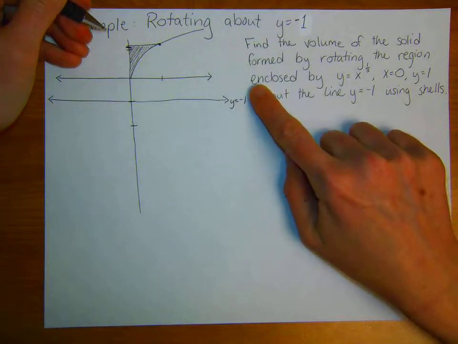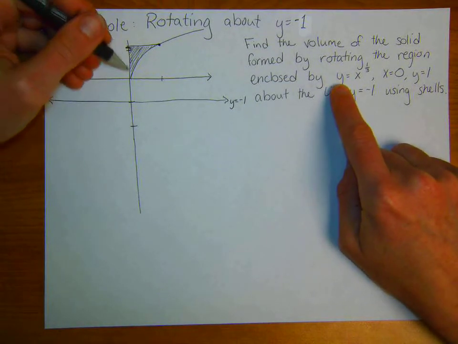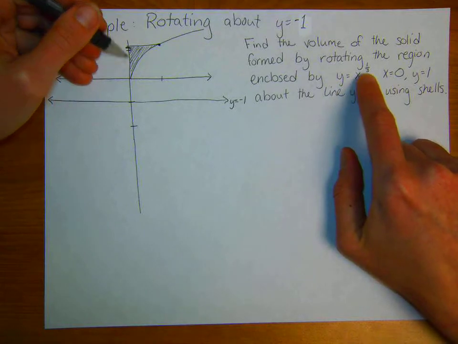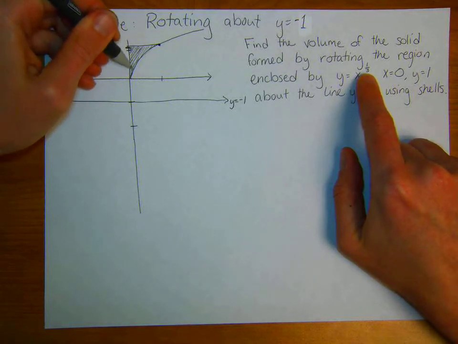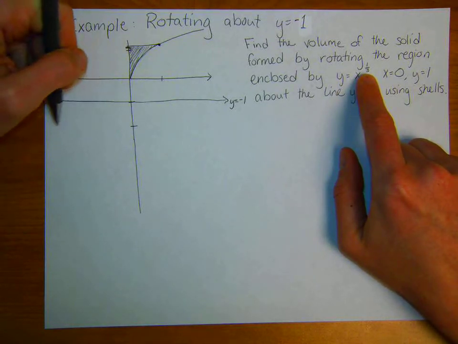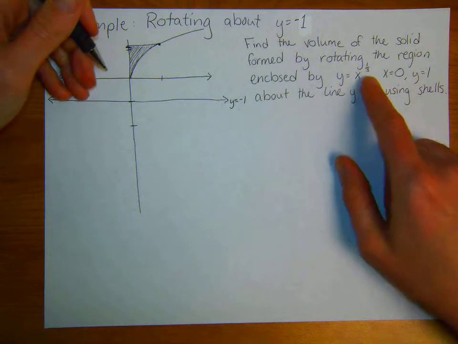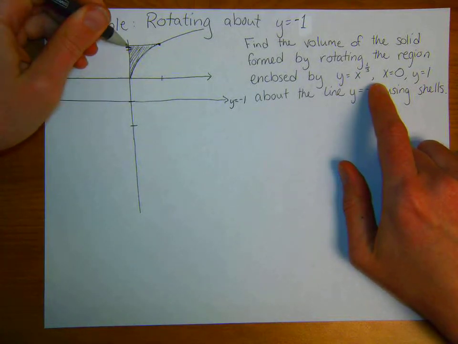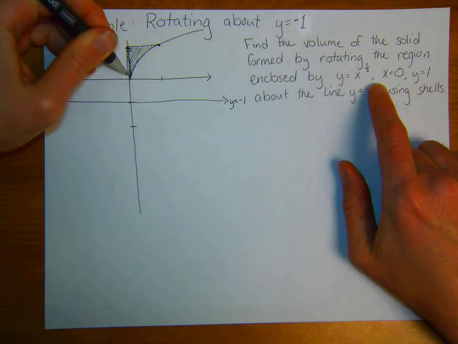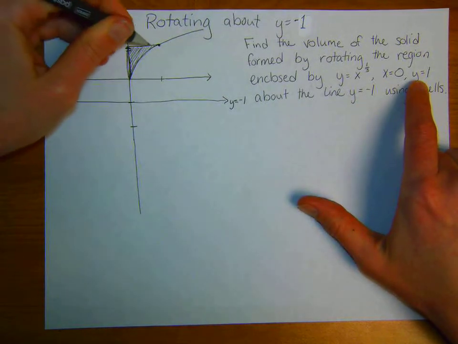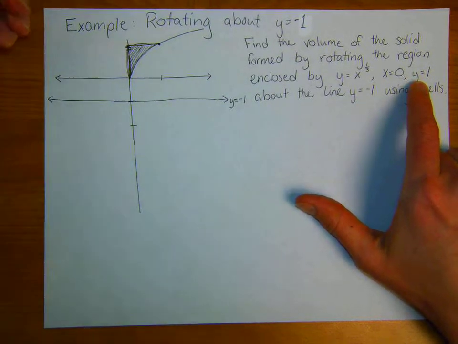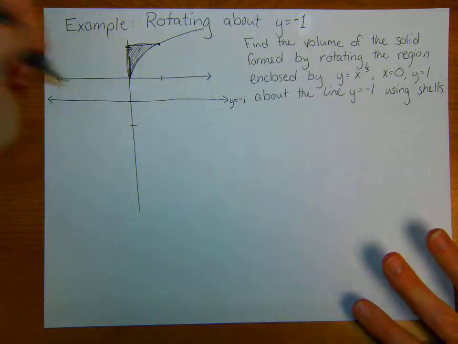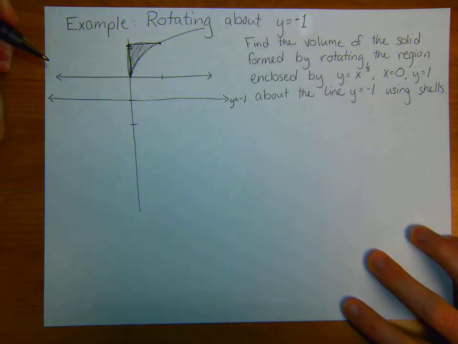In this case, we're rotating the region enclosed by the graph of y equals x to the 1/3. That's going to be this curve, and it actually extends this way, but I didn't want to make the picture too messy. x equals 0, that's the y-axis, and y equals 1, that's the bound up here. So my first step is to sketch a picture of this and to decide what my shells are going to look like.